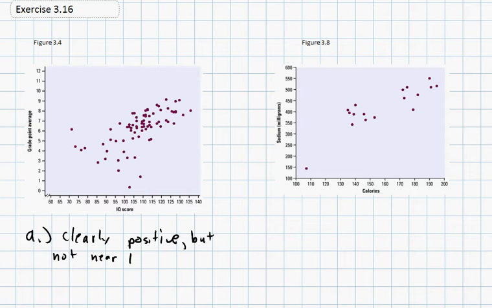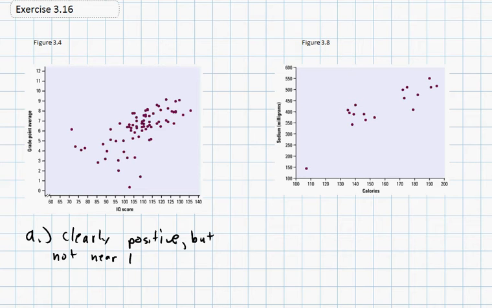It does show that as IQ score increases, the GPA increases, but it's not super strong because you've got some of these outliers here that kind of mess up the graph. Okay, so that's why it's not quite exactly clear positive. There's a lot of variation in this pattern.